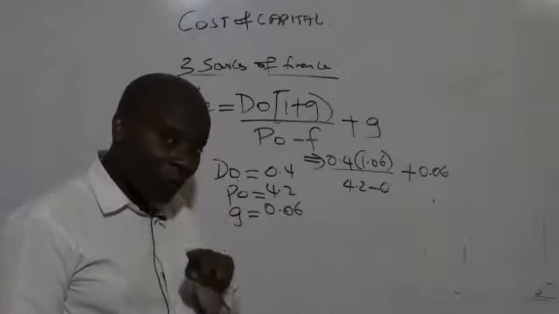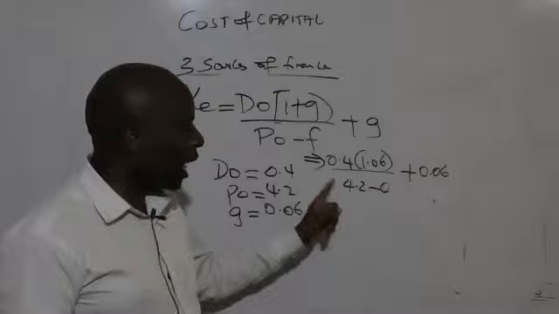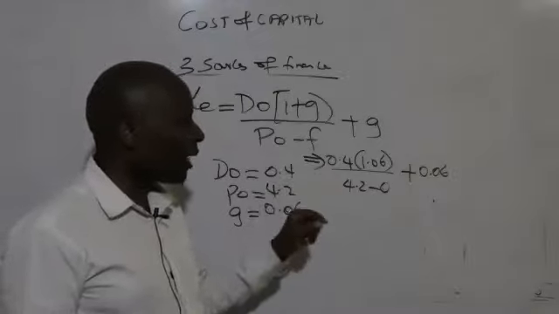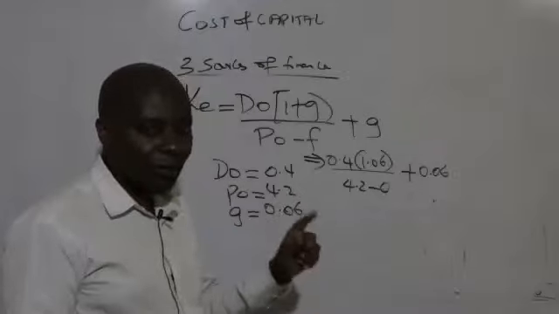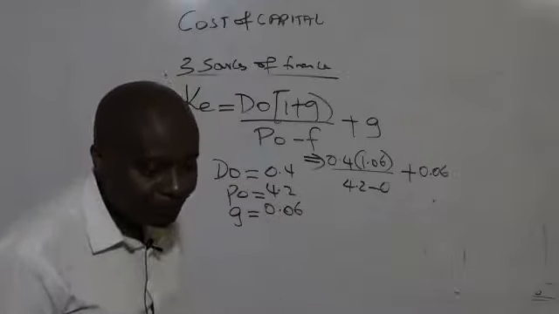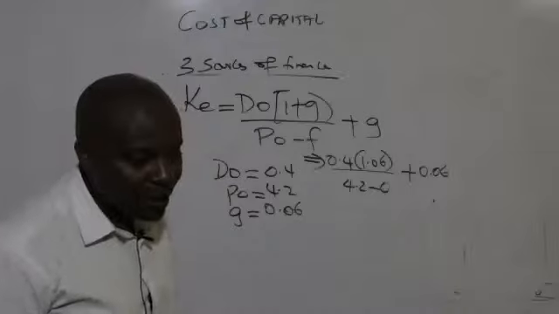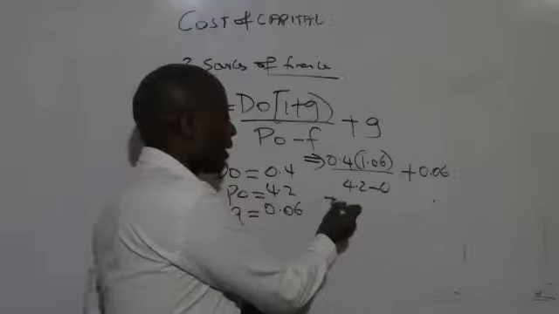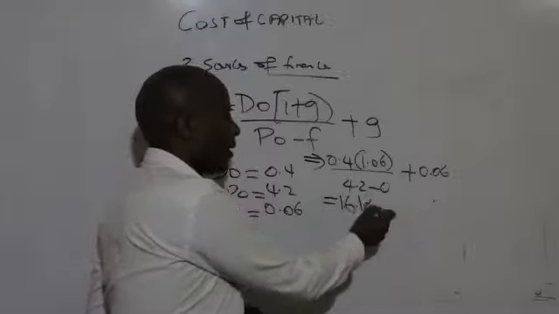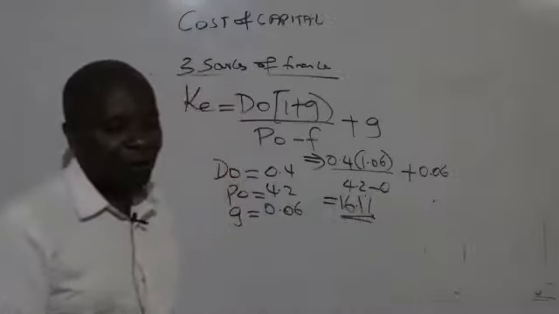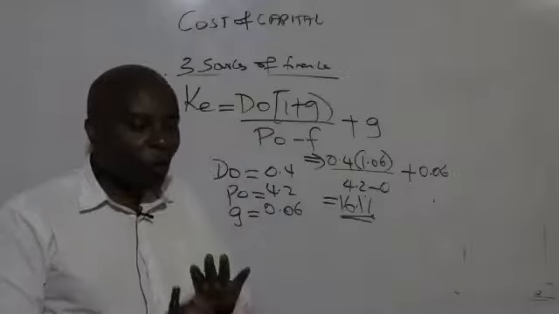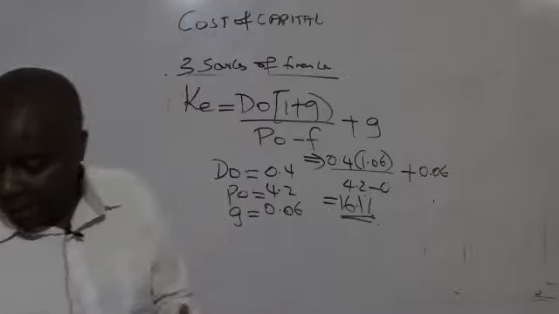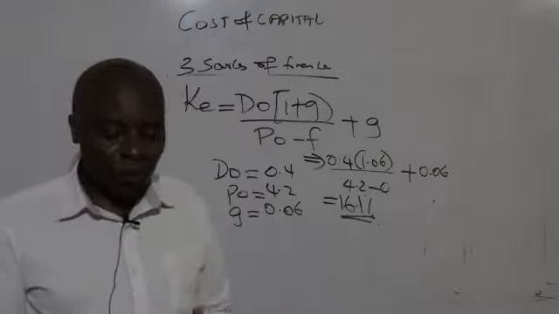You have to be careful here. You're talking of 0.4 times 1.06 divided by 4.2, plus 0.06. Please give us an answer here. I'm being given by Francisca 16.1%. Thank you very much. And I hope it's everyone who is getting this figure.